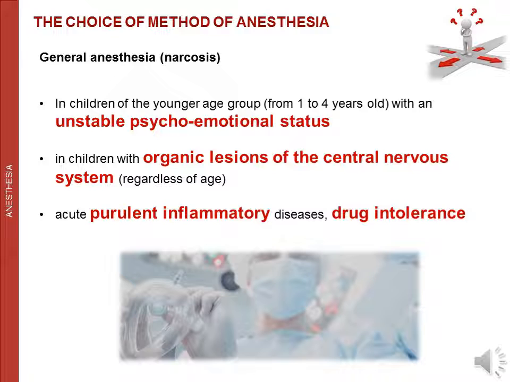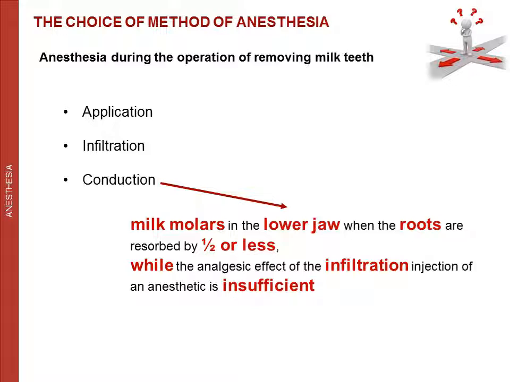Narcosis. Anesthesia during the operation of removal of milk teeth. There can be different types of anesthesia. The first one is application anesthesia. The second one is infiltration anesthesia, which is used more widely in children than in adults. The anesthetic penetrates well through a thin, porous cortical plate and creates a local depot for a long period.